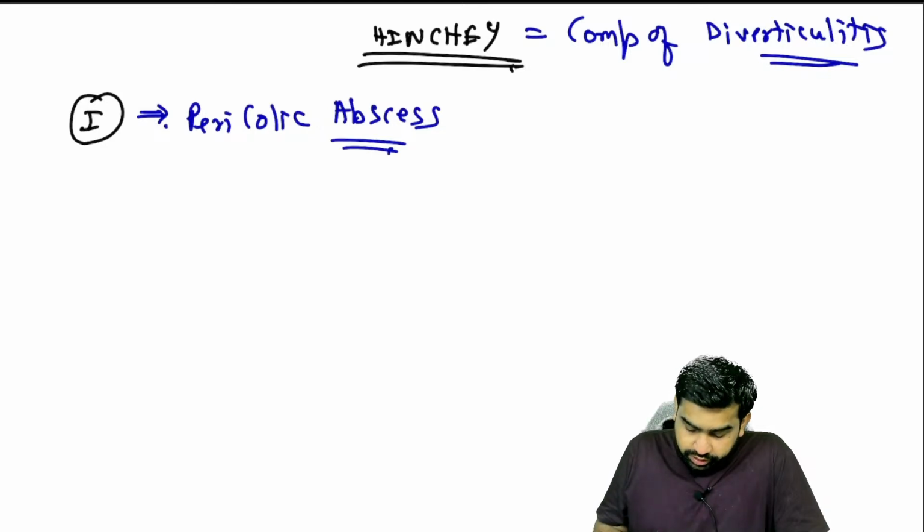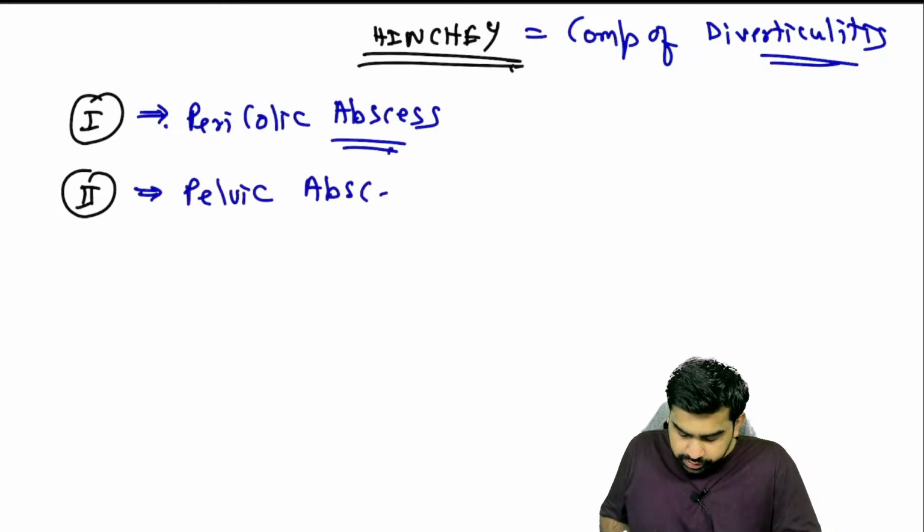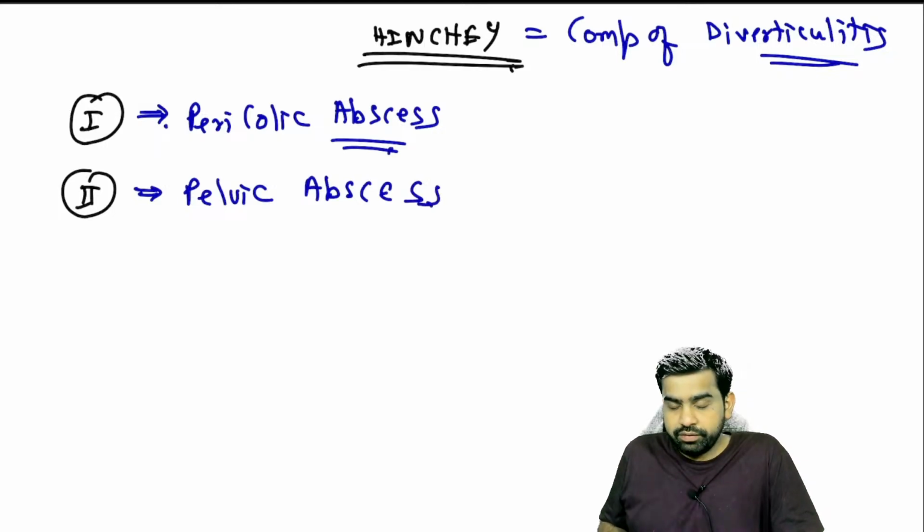What about the Hinchey's type 2? Hinchey's type 2 is basically your pelvic abscess. In the Hinchey's type 2, what you basically get is a pelvic abscess. Pelvic abscess is a feature of your Hinchey's type 2.